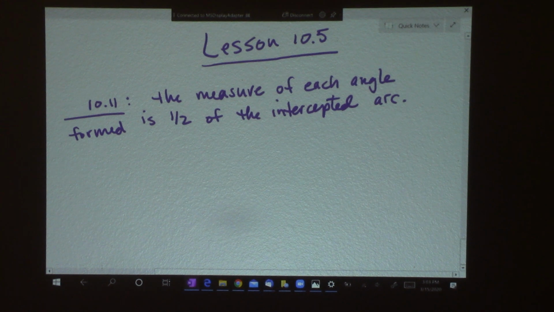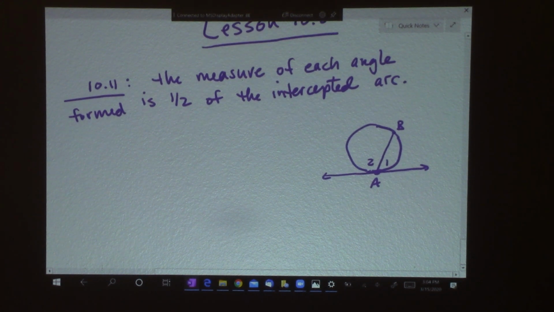and I will draw the picture that's over to the right, and you can look at yours in just a moment. That's not good. Okay. This is angle 2 and 1, and this is point A and point B. Okay. So what this means, the measure of each angle formed is half the intercepted arc.